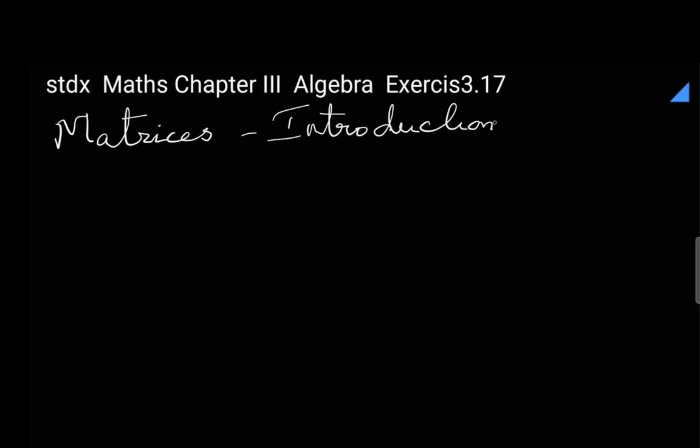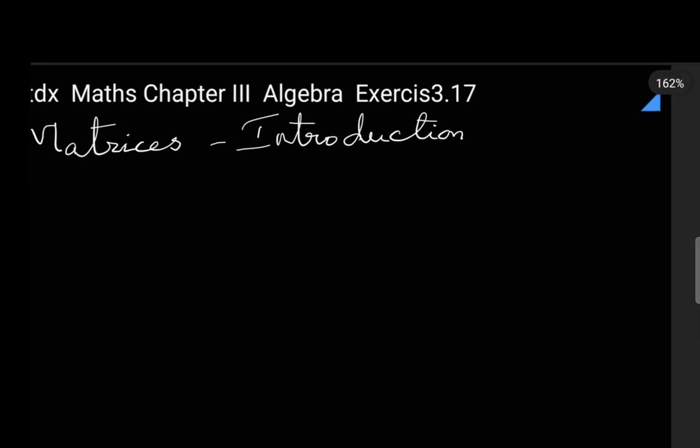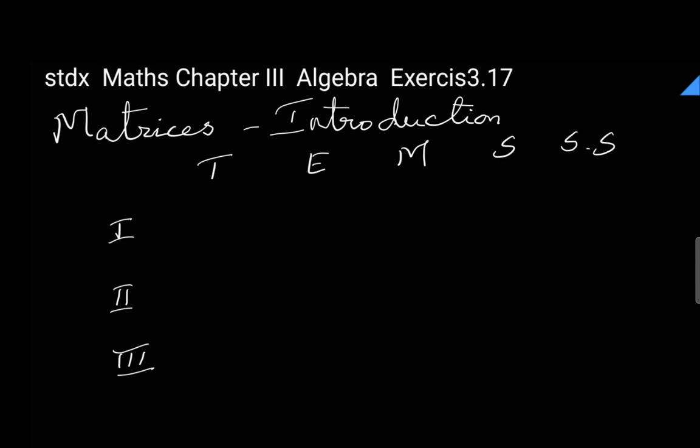Introduction. So what is called a matrix? A matrix is nothing but an arrangement of the given data. So let me collect the students' marks. Let me denote them as first student, second student, third student. Their marks in Tamil, English, Maths, Science and Social Science.